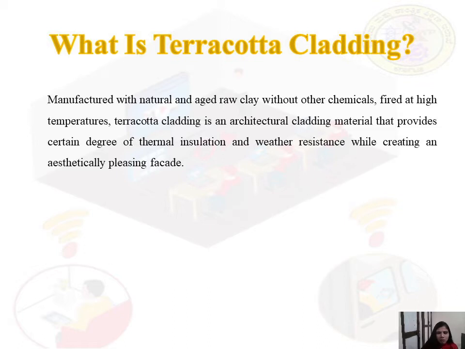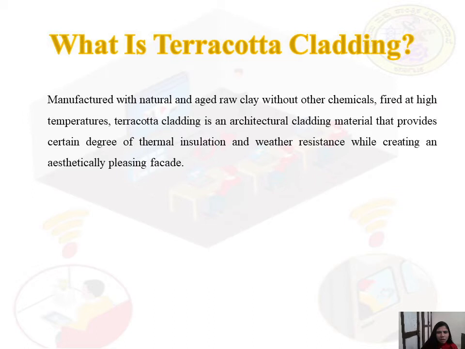Terracotta cladding is made of terracotta tiles. The terracotta tiles are manufactured with natural clay without any other chemicals, which are fired at high temperatures. As in the case of bricks, which are manufactured with clay, in the same way terracotta tiles can also be made with the help of natural raw clay.